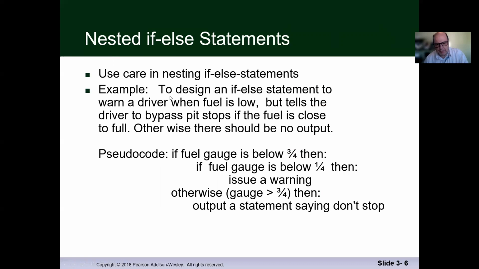So in this case, it's talking about the fuel gauge: design an if-else statement to warn a driver when the fuel is low, but tells the driver to bypass pit stops if the fuel is close to full. Otherwise, no input. So we have two things to consider. If the fuel gauge is below 3/4, we're going to look at if the gauge is below 1/4, then we're going to issue the warning. If the gauge is above 3/4, then we're just going to say do not stop. And if the fuel gauge is between 1/4 and 3/4, we are not going to say anything.